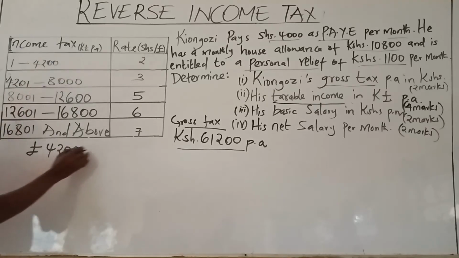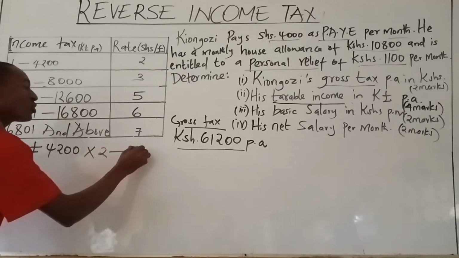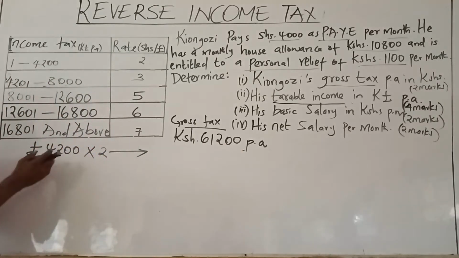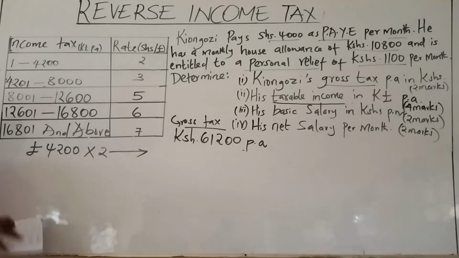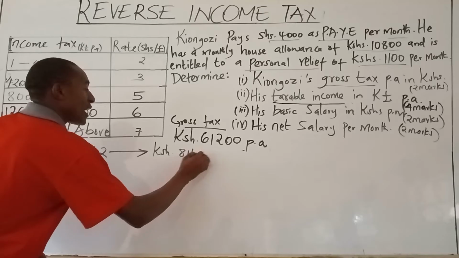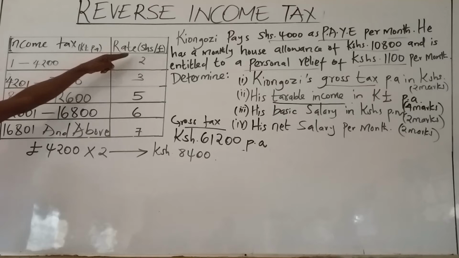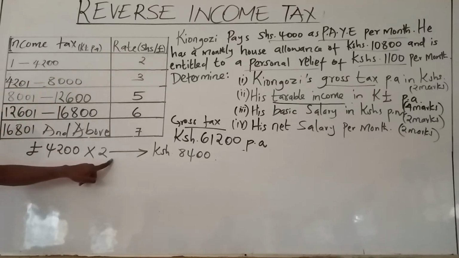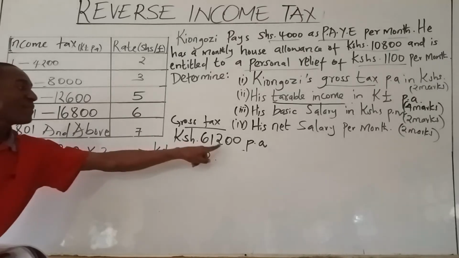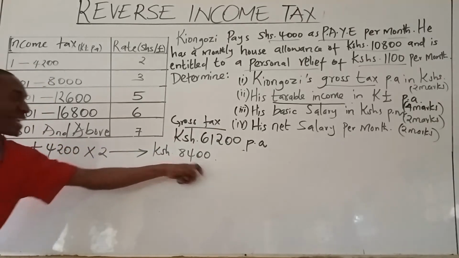So we'll say 4,200 pounds multiply with 2 without dividing by 20, then what comes out is gross tax, and it will be in shillings. So we shall have 8,400 shillings. I said that when the taxable income is in Kenyan pounds, then the rate is shillings per pound. You multiply without dividing by 20, and the outcome or gross tax is going to be in shillings. So we shall be looking at the time we arrive at 61,200, and we have started, we have 8,400.